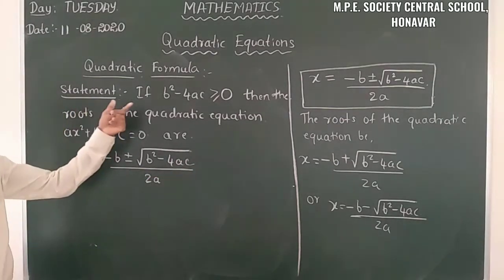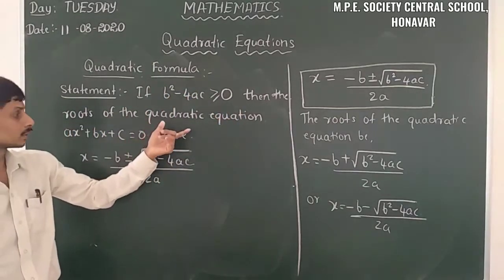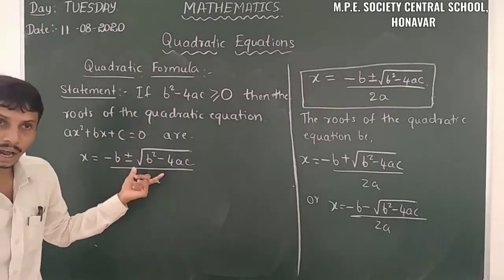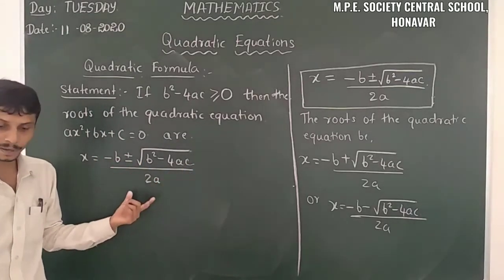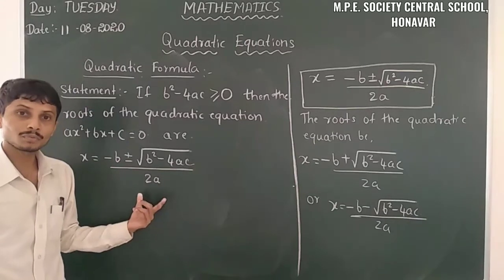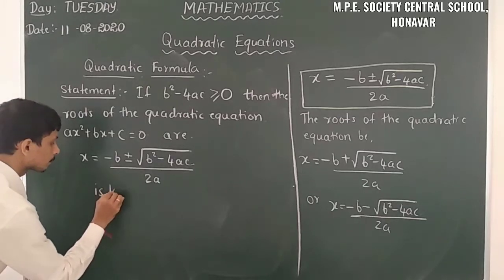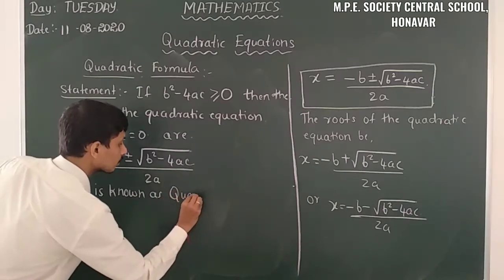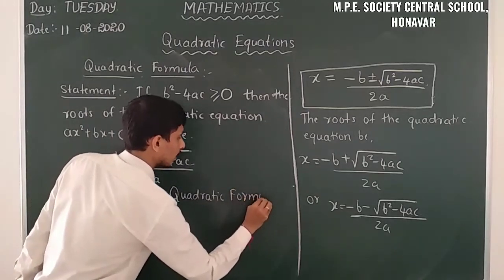So this is the statement. If b square minus 4ac is greater than or equal to 0, then the roots of the quadratic equation ax square plus bx plus c is equal to 0 are x is equal to minus b plus or minus square root of b square minus 4ac divided by 2a. This formula is known as the quadratic formula.